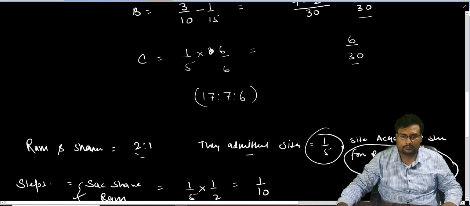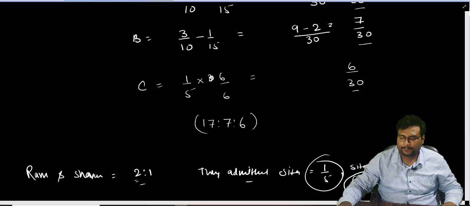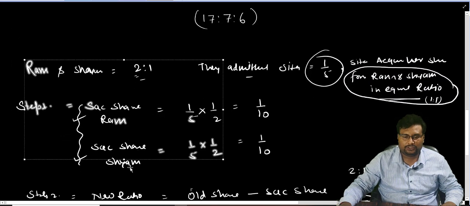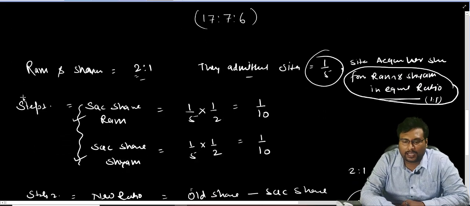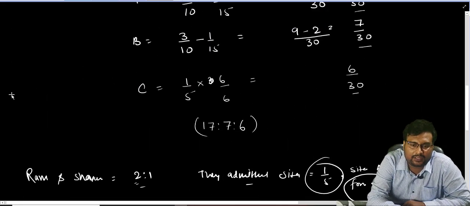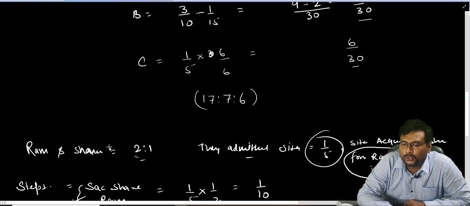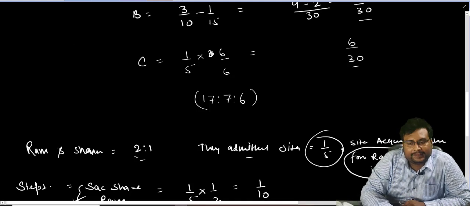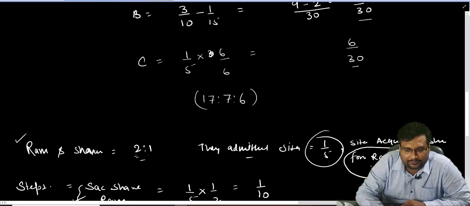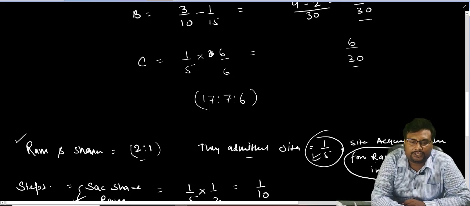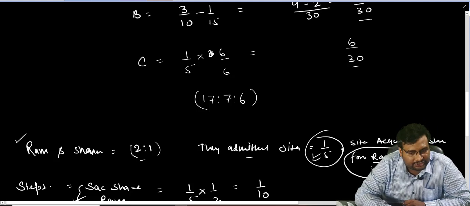So I'm just giving one question to you. You just try it for the same. Okay, just a minute. So this is the question for you. Ram and Shyam have the old ratio 2 is to 1. Okay, they admitted Sita for 1 by 5 share, and Sita acquired her share from Ram and Shyam in equal ratio.